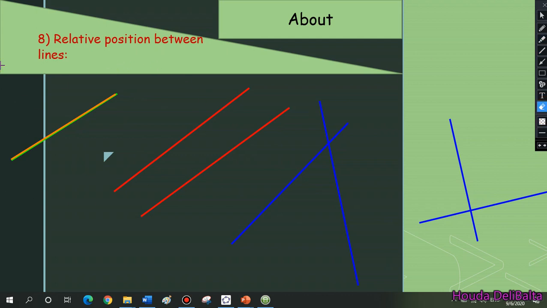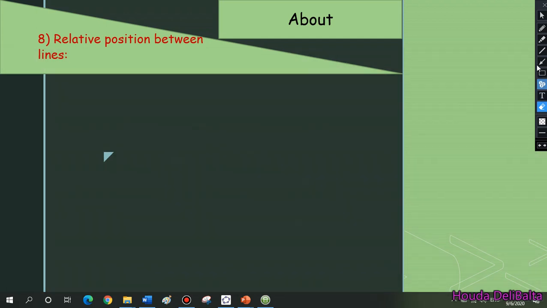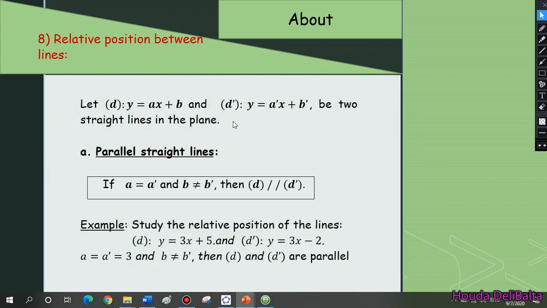Now let's specify each relative position alone. The first one, parallel lines. So we are going to talk in this slide about parallel lines. In general, let D have the equation y equals ax plus b, and D prime having y equals a prime x plus b prime. Note that y and x are the same. Here a and b are real numbers that are different from a prime and b prime. So a, b, a prime, b prime are any real numbers.